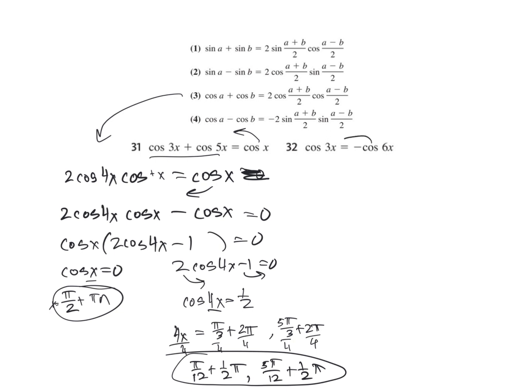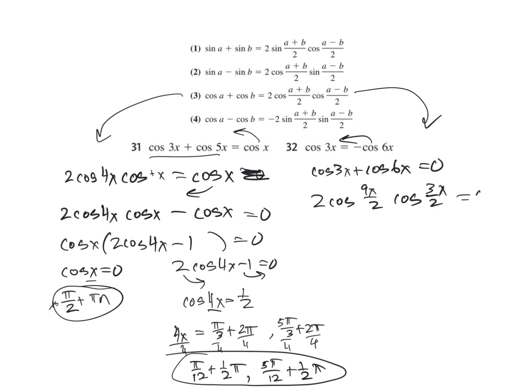So let's add cosine over there. Cosine of 3x plus cosine of 6x equals 0. So now we're doing cosine plus cosine again. This is number 3. So 2 cosine of 3 plus 6 is 9x over 2 times the cosine of 3 minus 6 is negative 3x over 2, or 3 halves x. The negative doesn't matter for the cosine. Divide off the 2, so the cosine of 9 halves x equals 0, or the cosine of 3 halves x equals 0.